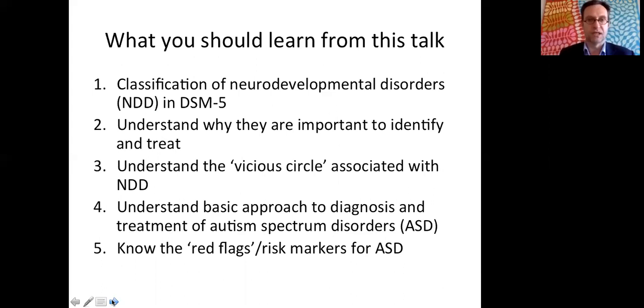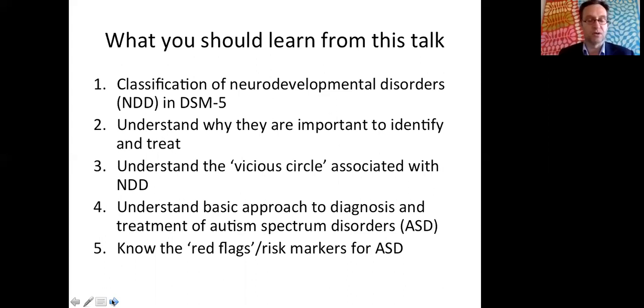And I think that was a very important progression in the field of psychiatry and child and adolescent mental health. The second thing I want you to do is to understand why neurodevelopmental disorders are important to identify and to treat, and particularly to understand what I might call the vicious cycle of difficulties that may come and that may co-occur with neurodevelopmental disorders.